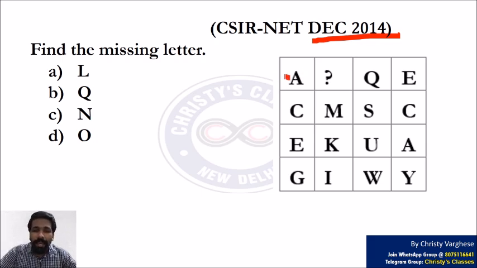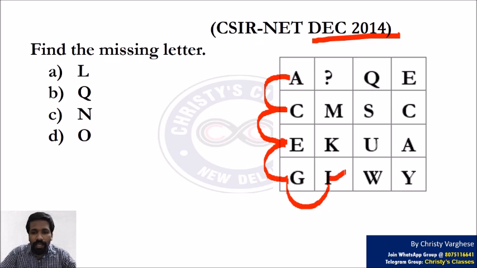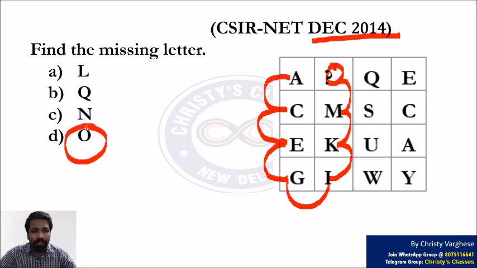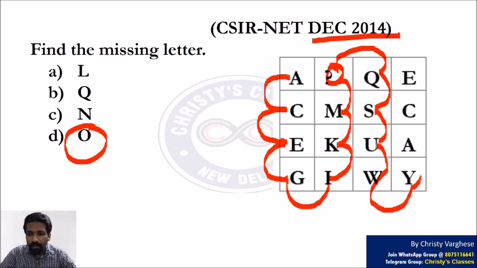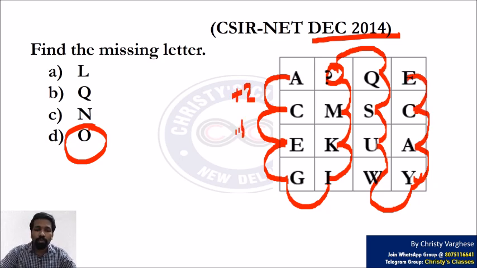Here, A, B, C, C, D, E, E, F, G, G, H, I, J, K, J, K, L, M, M, N, O. So O should be the answer. That simple is the idea. Continuing, O, P, Q, Q, R, S, S, T, U, U, V, W, W, X, Y, Y, Z. After Z it starts again from A, because it is a cycle. A, B, C, C, D, E. So it is plus 2, plus 2, plus 2.